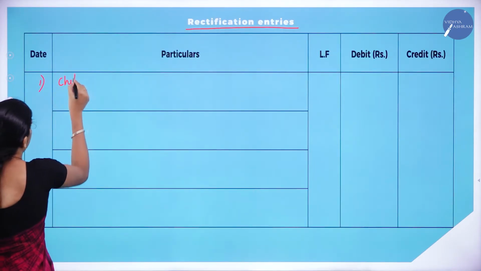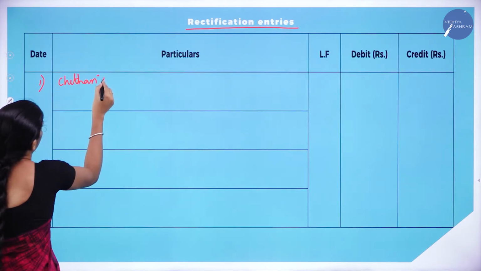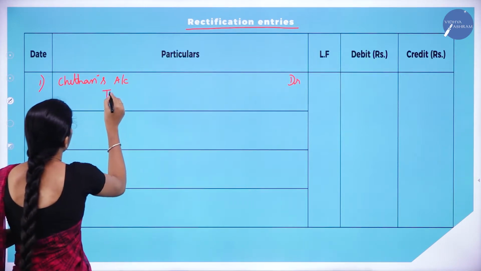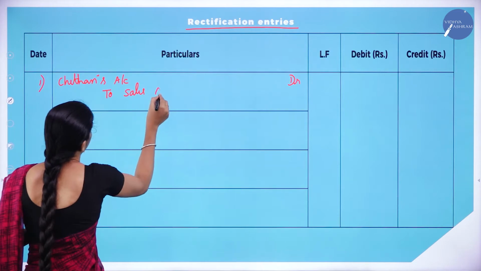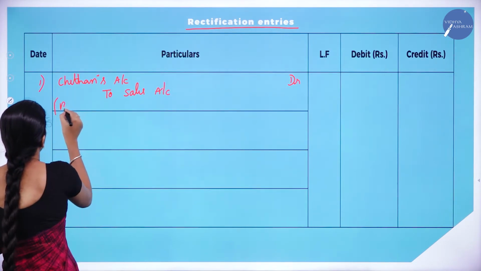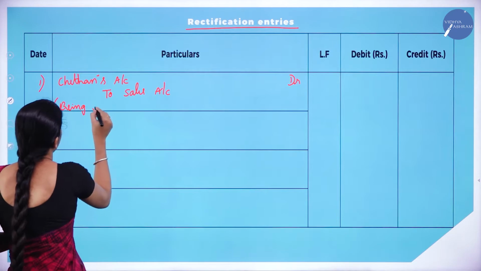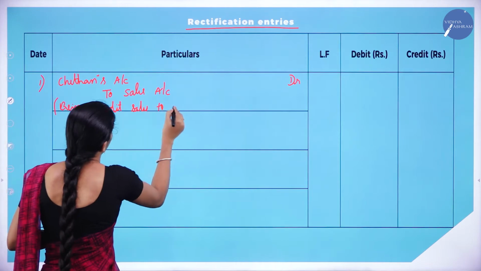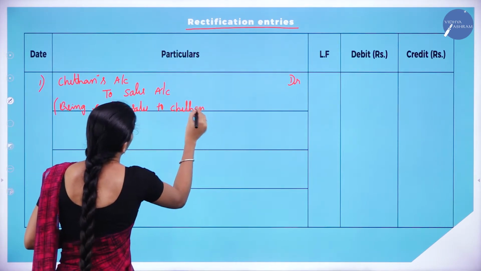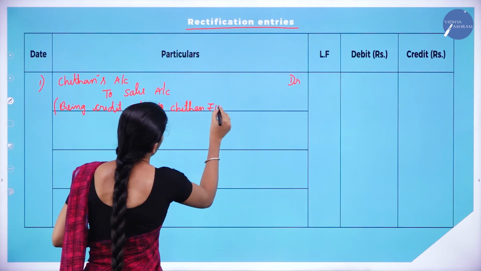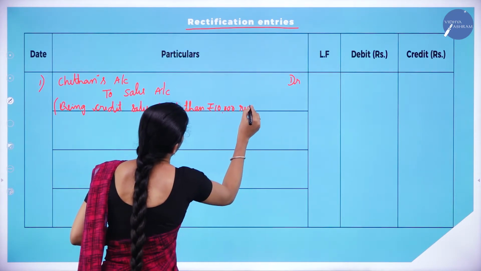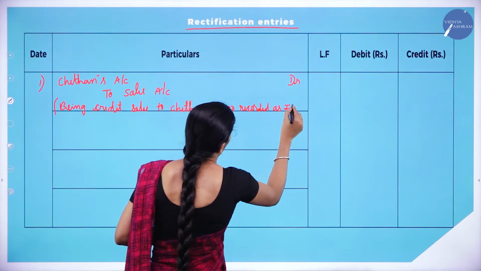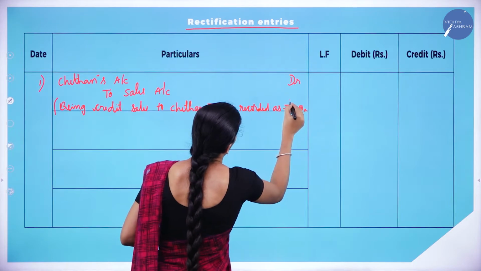So the first journal entry is Chetan's account debit to sales account. Being credit sales to Chetan, rupees 10,000 recorded as rupees 1,000, now rectified.